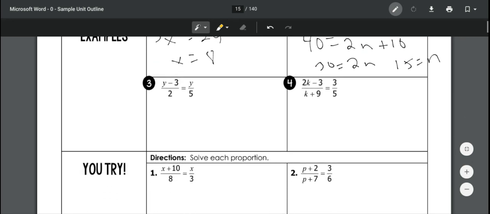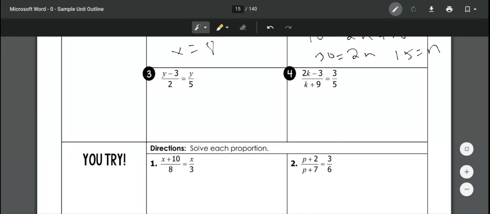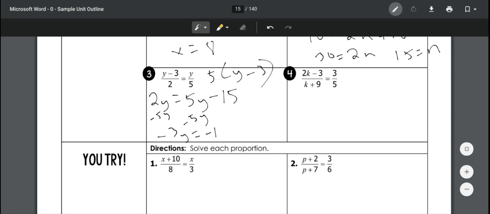Okay, number 3. Same thing, you're going to do cross multiplying. So you get 2y, and it doesn't matter which one you do. And then I'm going to do 5 times y, and then 5 times -3. If it helps, you can write it out like that. And then I have 5y, minus 5y. I'm going to get -3y equals -15. And then I'm going to get y equals 5.